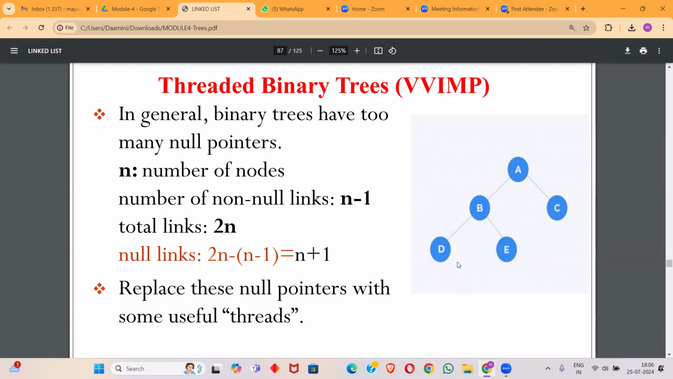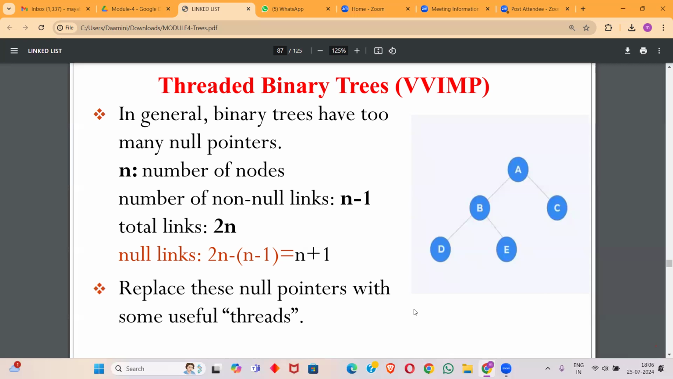Whenever I implement it using a linked list, this is my D. When I write the linked list, the left side is null and the right side is null because there is no pointer at all, only the information D. Again E: left side is null, right side is null because there is no left or right. So whenever I implement a normal binary tree using a linked list, more null pointers will be available.